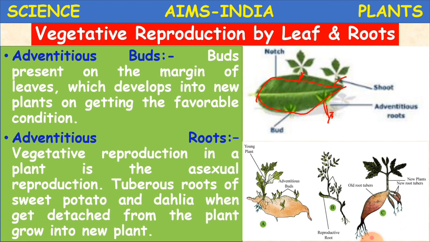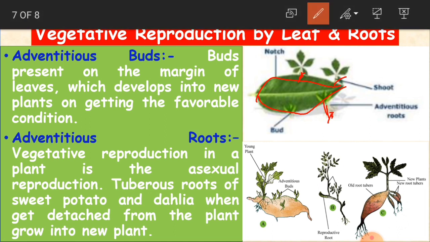So what we learnt is reproduction is of two types: one is sexual and the other is asexual. This type of vegetative reproduction is asexual reproduction. Why? Because it is not using the male or female organs or the parts of the flower. It is just using the parts of the plant like stem, roots, leaf and all that. And tuberous roots of sweet potato and dahlia, when detached from the plant, grow into a new plant.